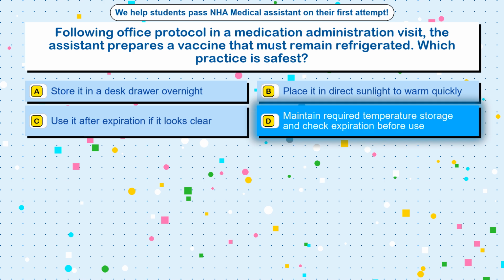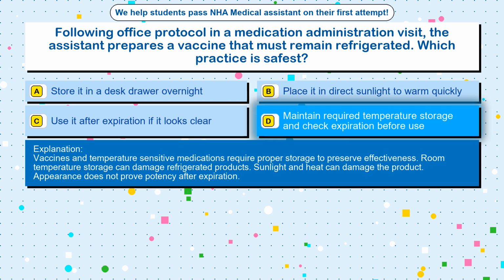The correct answer is option D. Maintain required temperature storage and check expiration before use. Vaccines and temperature-sensitive medications require proper storage to preserve effectiveness. Room temperature storage can damage refrigerated products. Sunlight and heat can damage the product. Appearance does not prove potency after expiration.